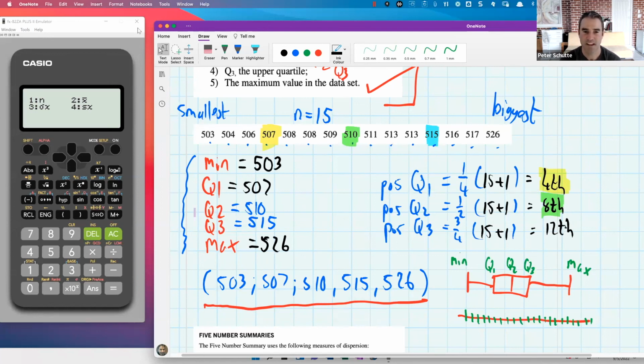Okay, so I wanted to ask, so in every statistical question or situation, is the Q2 always the median? Say that again. Is the Q2 always the median? Yes, it is always the median. It's a synonym. It's the same word. Yeah.